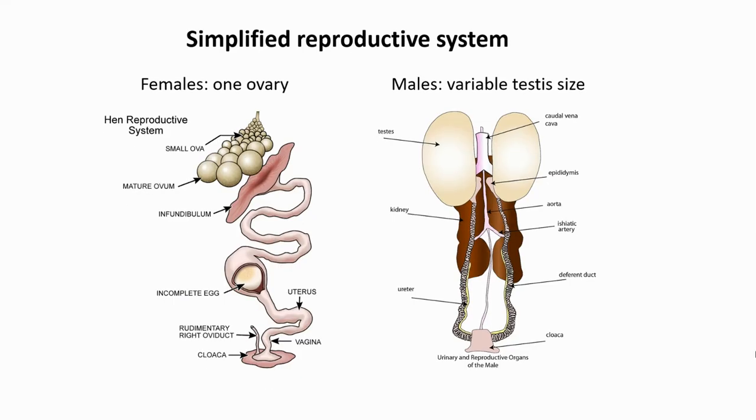Finally, the reproductive system. This is also adjusted to flying. In some species, females have only one ovary, mostly on the left-hand side of the body. And in males, the testis size varies throughout the year. When migrating, the testes are small to save weight, but during the breeding season, the testes grow to supply sperm for reproduction.